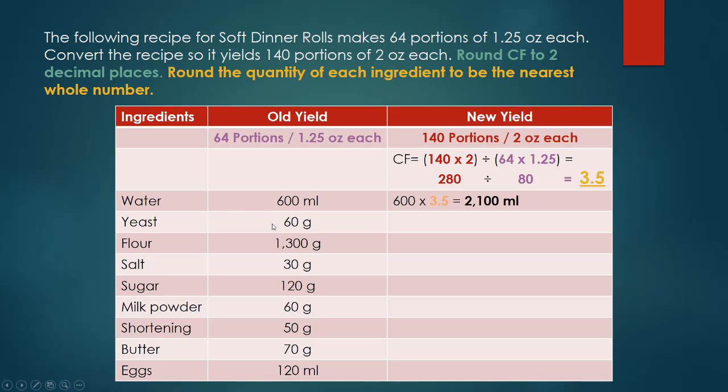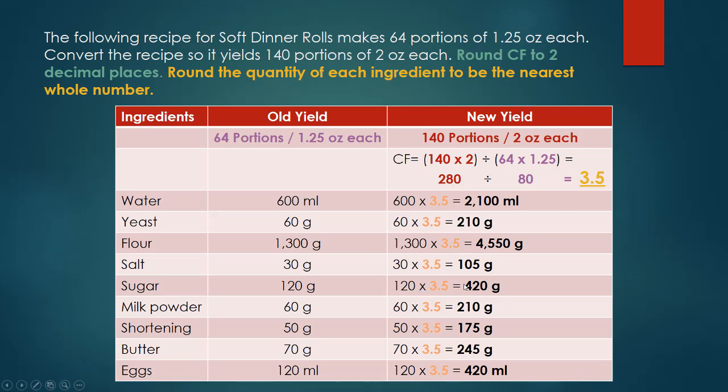Next, for the yeast, we needed 60. We're going to multiply it by 3.5. We now need 210 grams of yeast to make our new yield. And we continue doing that all the way down, taking our new conversion factor and multiplying each ingredient amount by that number. The only difference, once again, is that our portion amount and portion sizes were both different. Our original recipe and our new yield had different portion amounts and different portion sizes.